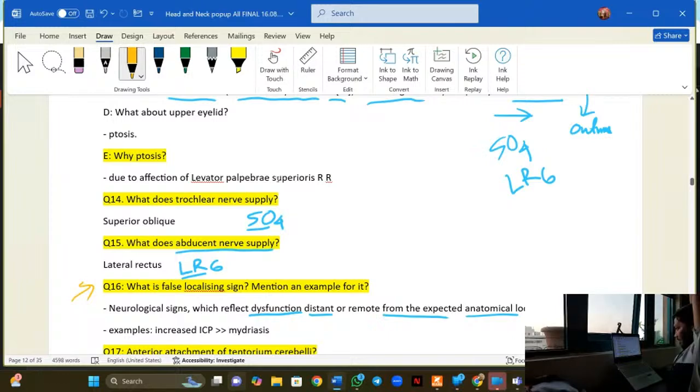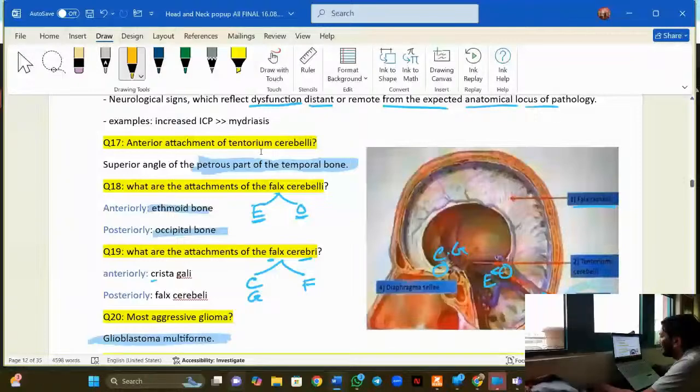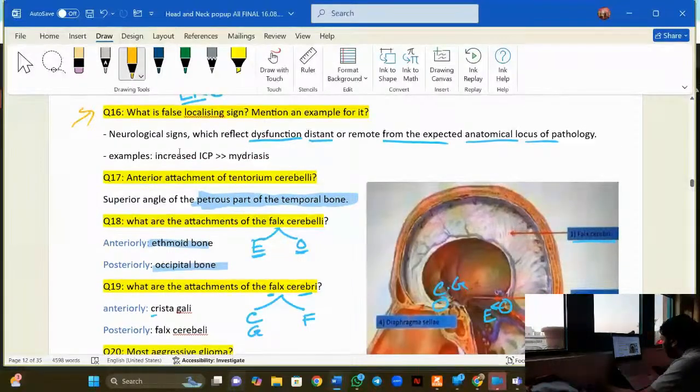What is a false localizing sign? It is a neurological sign that reflects dysfunction distant from the expected anatomical locus of pathology.